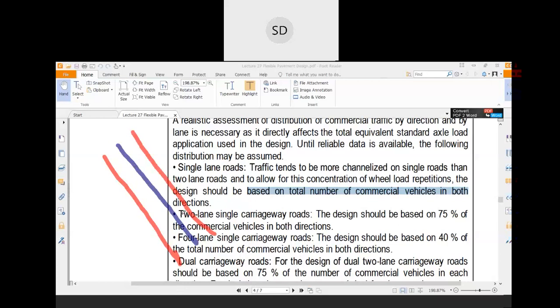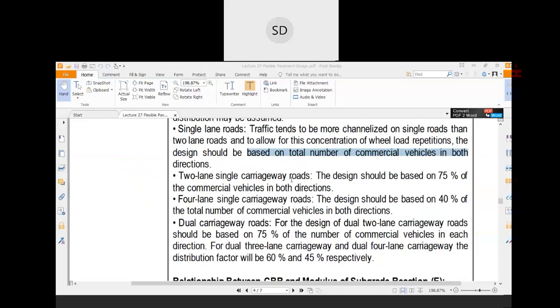Now, for the two lane single carriageway road, the design should be based on 75% of the commercial vehicles in both directions. If that is a two lane road, you use only 75% of the commercial vehicles in both directions. Now, for the four lane single carriageway roads, the design should be based on 40% of the total number of commercial vehicles in both directions.